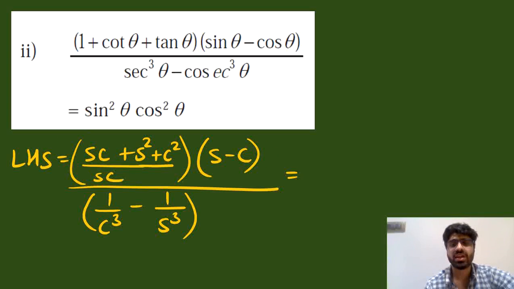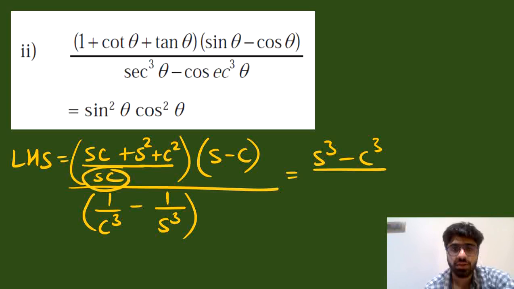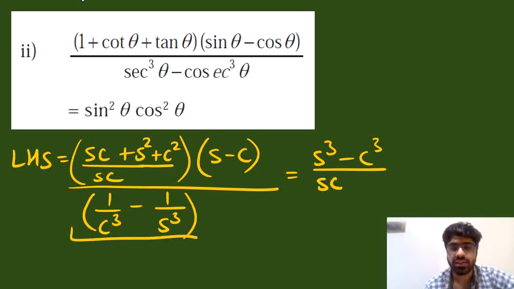That entire term is a cube minus b cube, and that is why we can write it as sine cube theta minus cos cube theta. Do not forget the denominator, that was sine theta cos theta. And then the entire thing's denominator is 1 upon cos cube theta minus 1 upon sine cube theta.